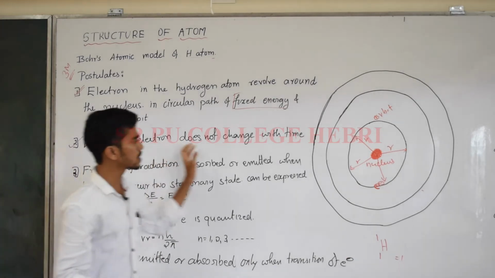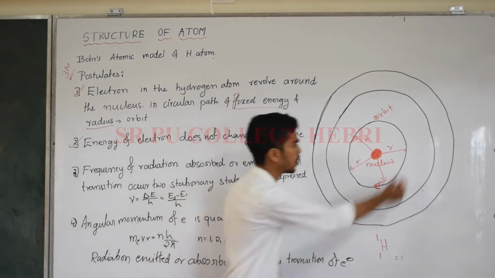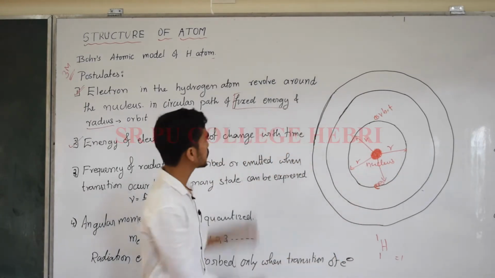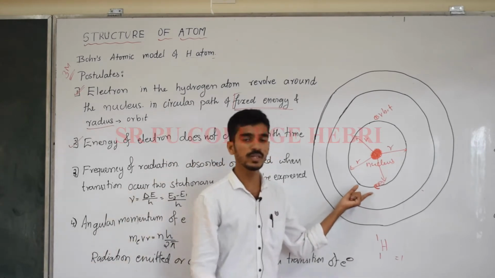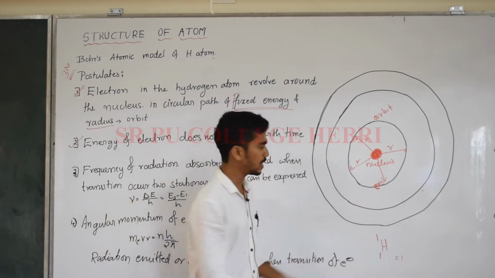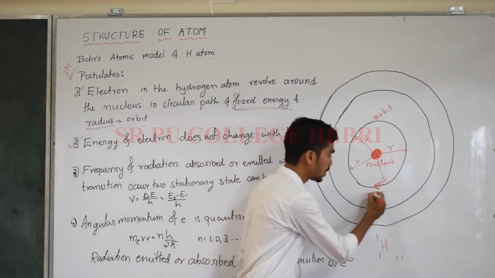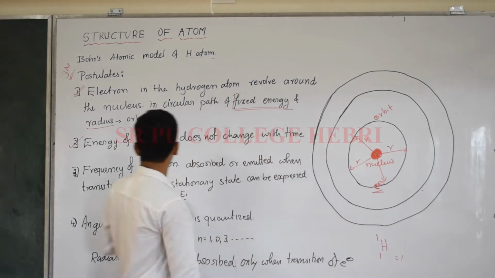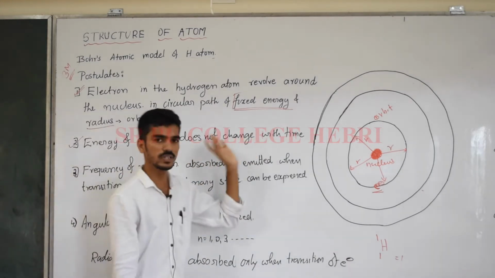The energy of an electron does not change with time. Here the electron revolves around the nucleus, and the first postulate says it has fixed energy. This energy should be the same at all times; it does not change at other times, it should be the same. This is the second postulate: the energy of an electron does not change with time.